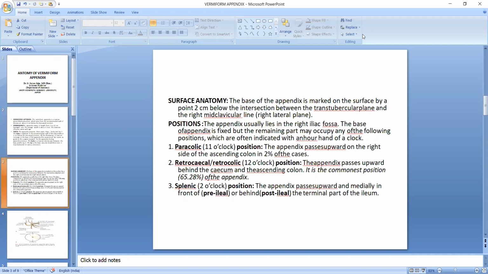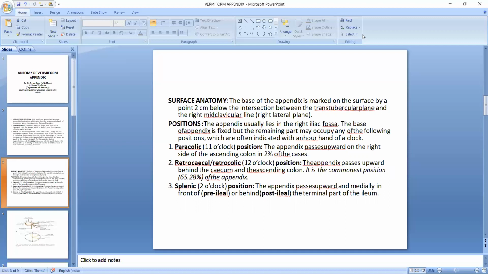Surface anatomy: the appendix is marked on the surface by a point 2 centimeter below the intersection between the transtubercular plane and the right midclavicular line. Position: the appendix usually lies in the right iliac fossa. The base of appendix is fixed, but the remaining part may occupy any of the following positions, which are often indicated with an hour hand of the clock.